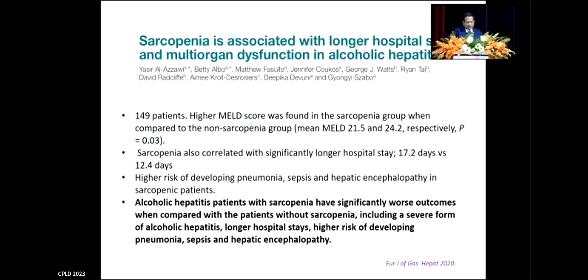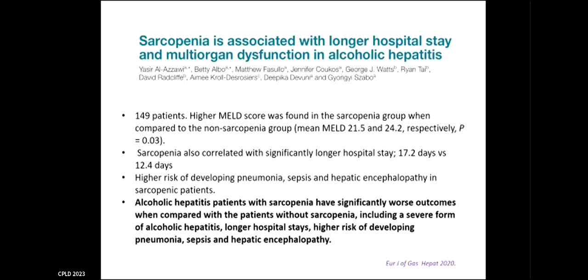Now, this is a recent study published, which showed 149 patients. Higher MELD score was found in patients in the sarcopenia group when compared to the non-sarcopenia group, 21.5 and 24.2 respectively. Sarcopenia also correlated with significantly longer hospital stay, 17.2 days versus 12.4 days in patients with alcoholic hepatitis. There were higher risk of developing pneumonia, infections, and encephalopathy in sarcopenic patients.